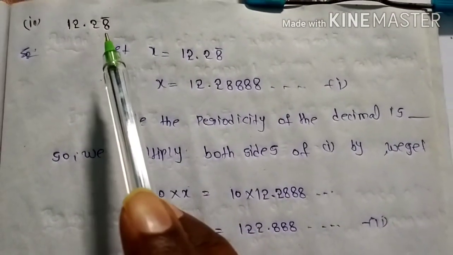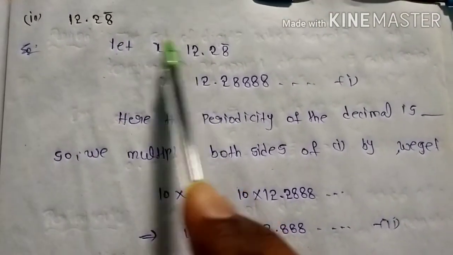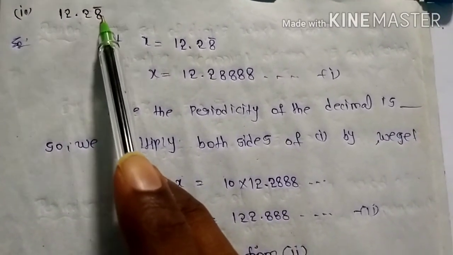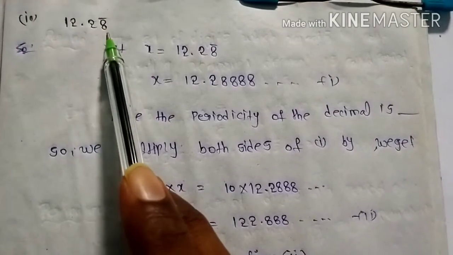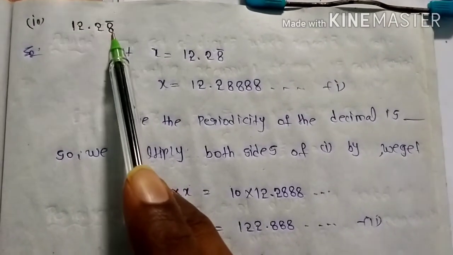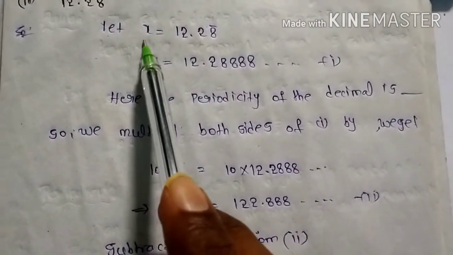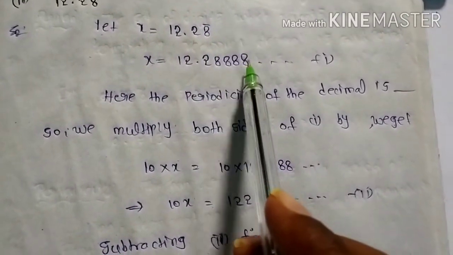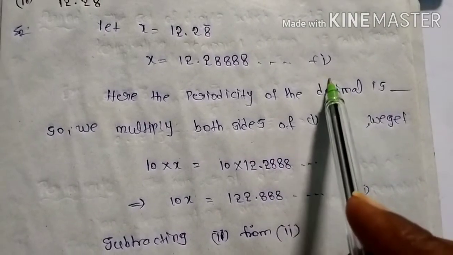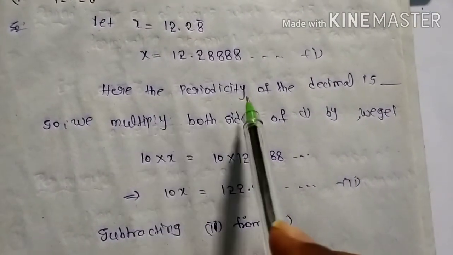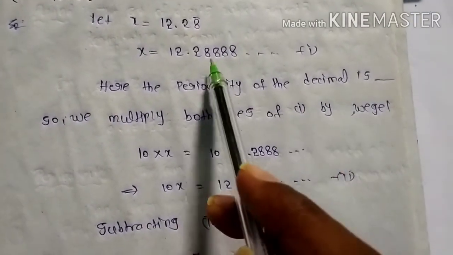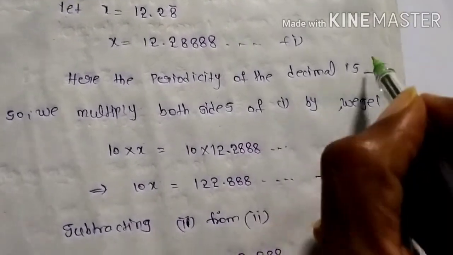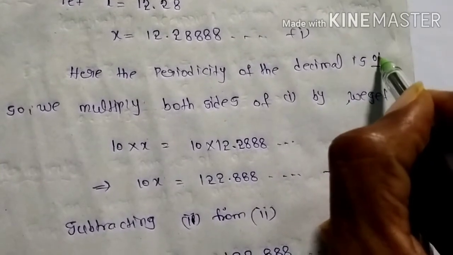Now you can see another question. We need to convert a decimal number to a rational number. What is the given number? 12.28 bar. See here, which number is repeating? Only 8, not 28. Remember only the digit 8 is repeating. First you take x is equal to 12.28 bar. 28 bar means you can write 12.2888. Take this as the first equation. Now see the periodicity of the decimal. Is it 1 or 2? Only one digit is repeating, so you can write the periodicity of the decimal is only 1.